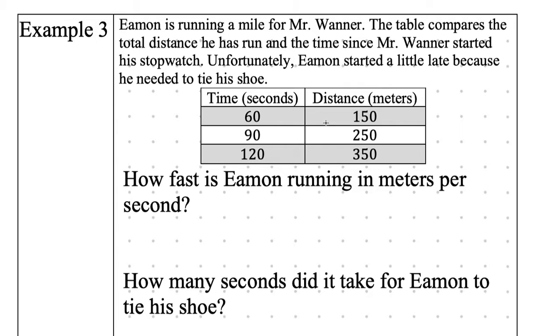All right. So, while Mr. Warner did start his stopwatch, Eamon is tying his shoe for the first part of it, and then he takes off for his mile. Everyone is understanding the question. So, how fast is Eamon running in meters per second? Am I talking about getting one of these sides to 0? Am I talking about dividing the sides? What am I talking about in this problem? Only 3 people know. 4 people, 5 people. Larissa, talk to me.